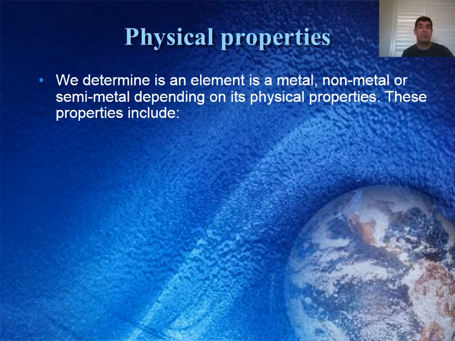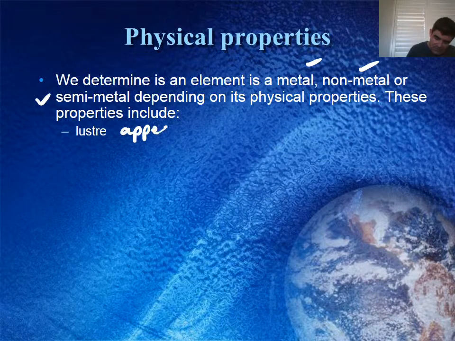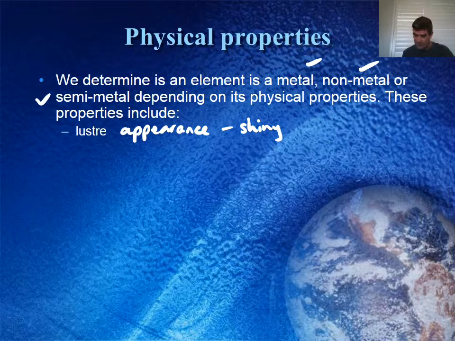So when we're looking at physical properties, we want to determine whether an element falls into one of those three categories. It's either a metal, a non-metal, or a semi-metal. So how do we do that? Well, we need a good set of properties. One individual property is not going to be sufficient to allow us to classify things completely. So we use a range. We can include luster, this is the appearance and whether the particular element has a shiny surface.